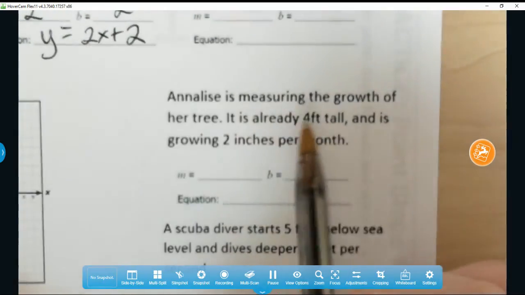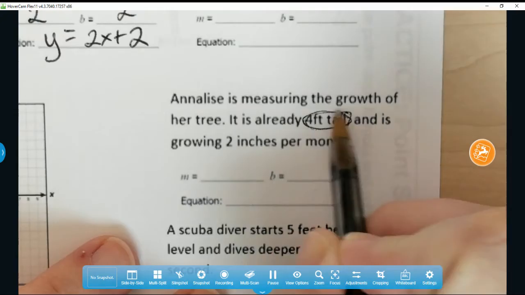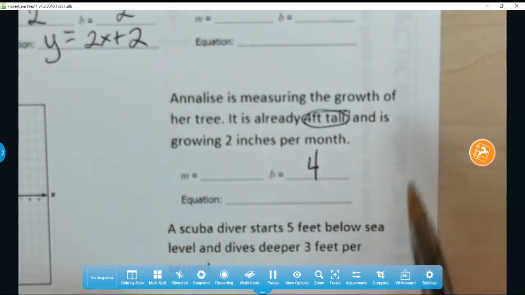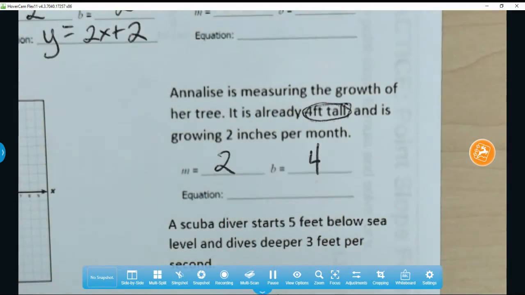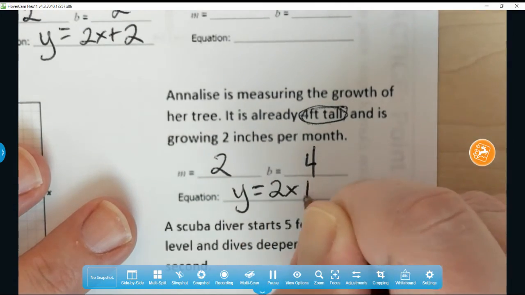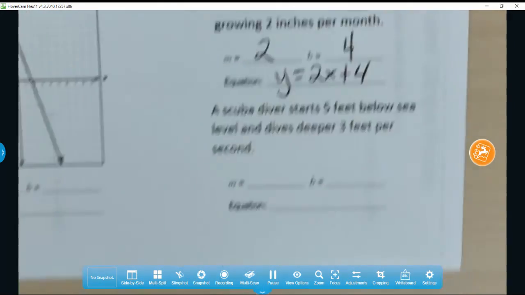So Annalise is measuring the growth of her tree. It is already 4 feet tall. So we know that it's starting out at 4 foot. So that's going to be my y-intercept. And it's growing 2 inches per month. So I know my rate of change or my slope is 2, meaning my equation would be 2x plus 4. So I picked out my starting point for my y-intercept and then saw how it changes, which gave me my slope.